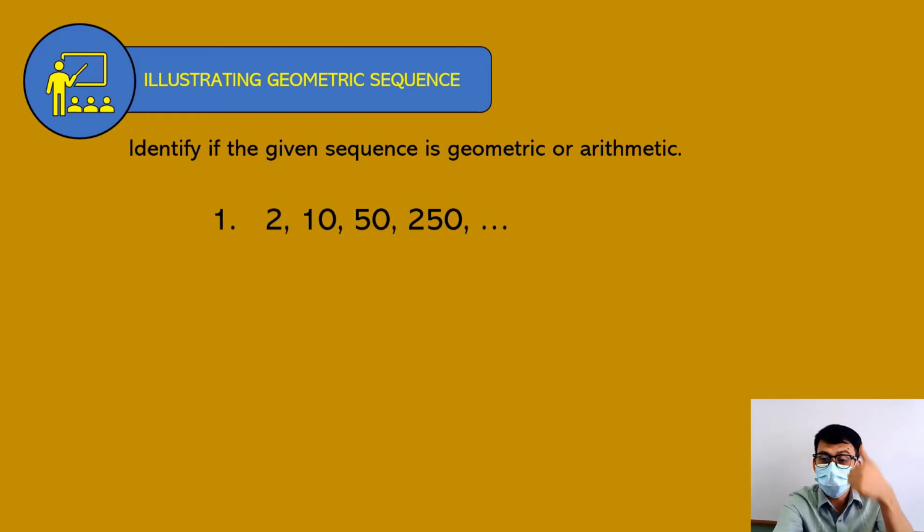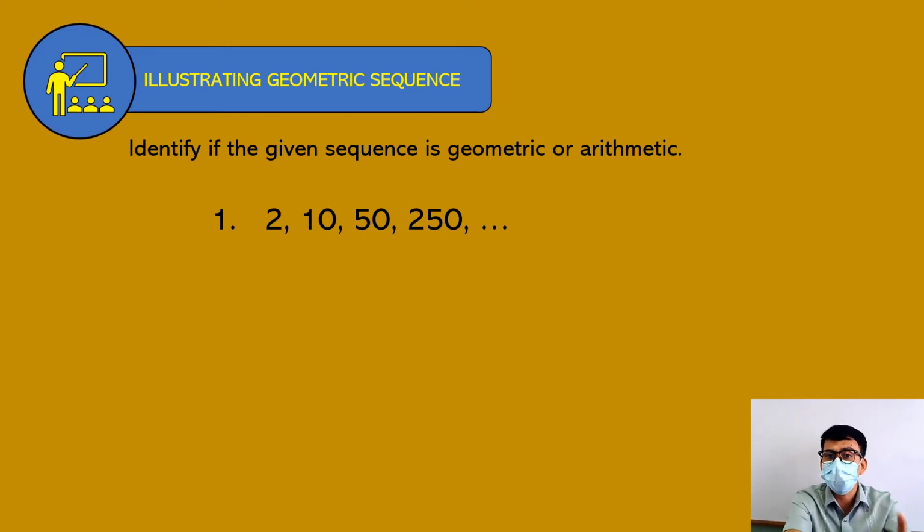Okay, now let's try to identify. Number 1, we have 2, 10, 50, 250. Let's check if number 1 is arithmetic by subtracting. 10 minus 2 is 8. 50 minus 10 is 40. They are not common. Therefore, this sequence is not an arithmetic sequence.